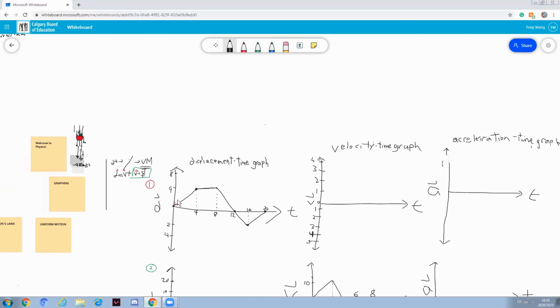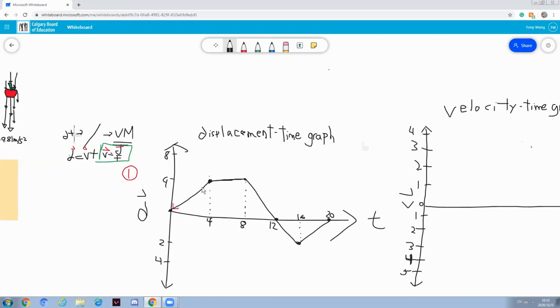Okay, so 4 over 4 is 1, right? So remind me what uniform motion means again. Could you please remind me what uniform motion means?